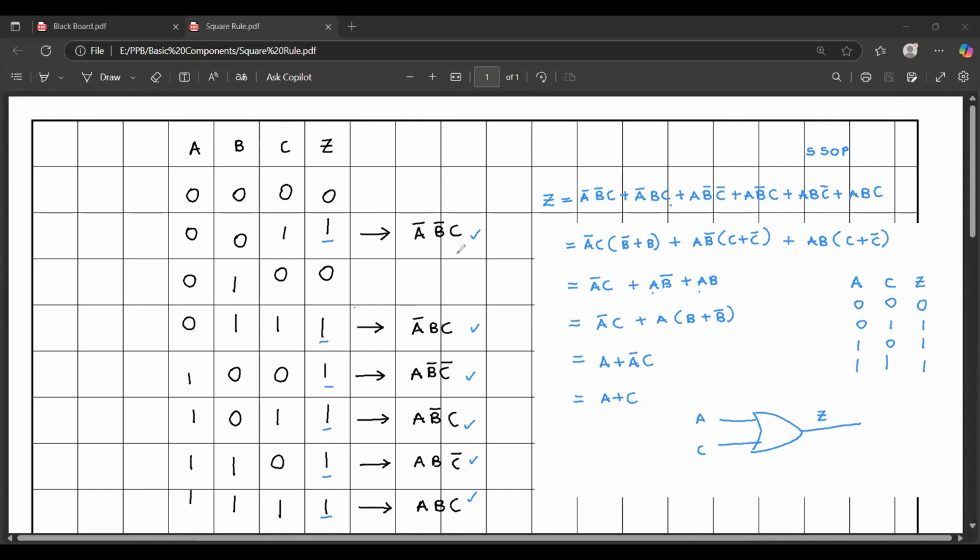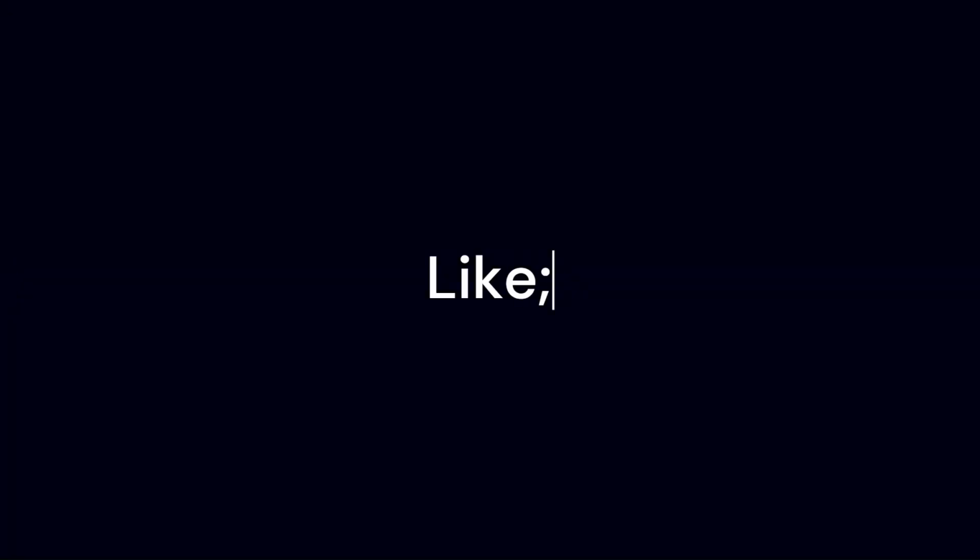In the next video, we are going to do one or more scenarios where you can use the minterm method to find the expression, so that you can build logical circuits according to the given scenario. So stay tuned.